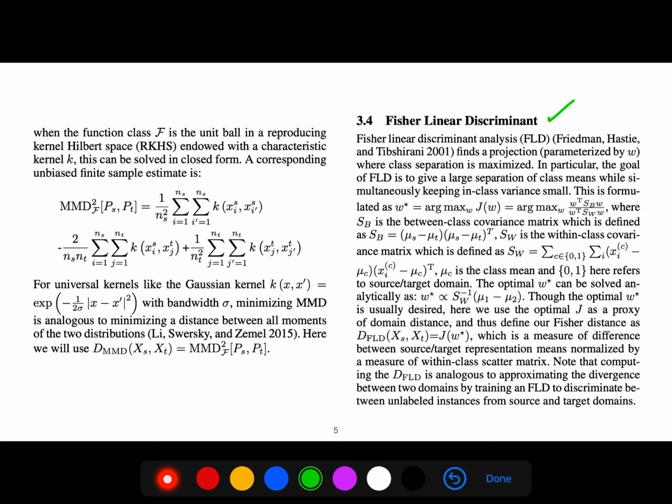This is formulated like this, the argmax of this. But S sub B in the numerator, you see, this one is the between-class covariance. And in the denominator, we have S sub W, the within-class covariance, and mu sub C is just the class mean.